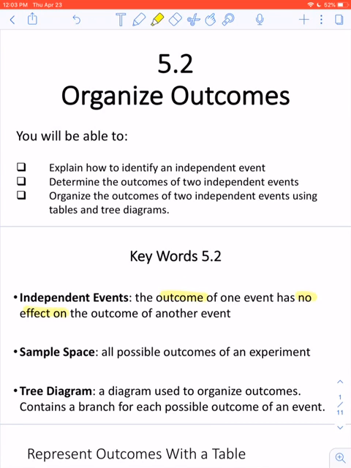So that means I'm doing two separate things. So let's say I roll a dice and I flip a coin. Those are two independent things. When I flip the coin, it has no effect on me rolling the dice. That's basically what they're trying to explain here when they say independent. Sample space, that's all possible outcomes of an experiment. So you're going to be recording the sample space, and you'll see that in just a second. And finally, we have a tree diagram. So a tree diagram is a diagram that's used to organize outcomes, and we're going to use different branches, which is why it's called a tree diagram, for each possible outcome of an event.